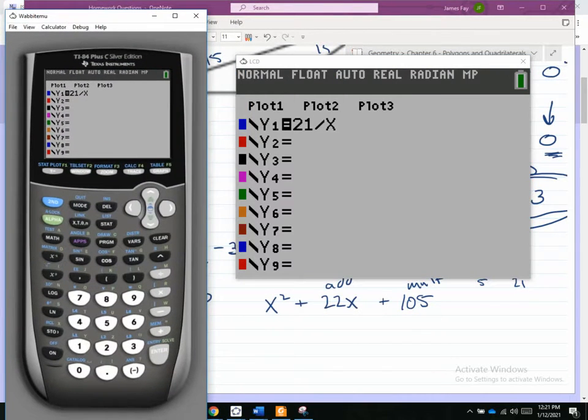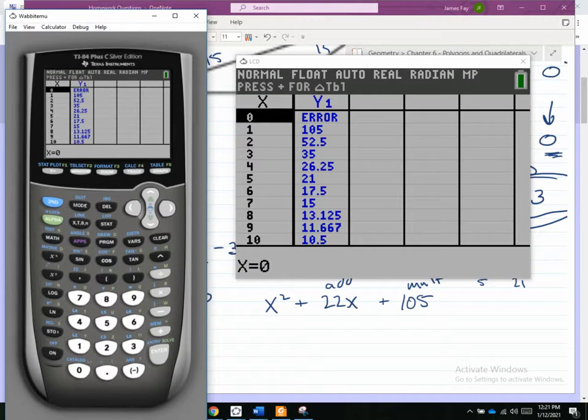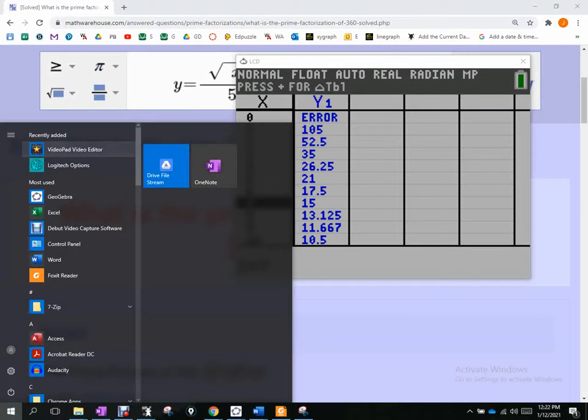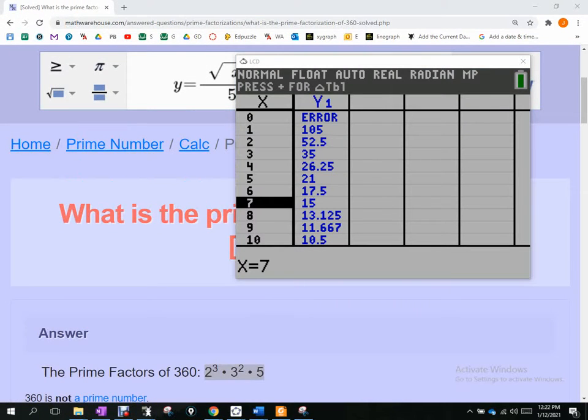Type in 105 divided by x, then go to your table, and you're going to go find the whole number. So 1 and 105 are factors, 3 and 35, 5 and 21, 7 and 15. And 7 and 15 are the ones I'd be looking for because those add to give me 22, right? So those are my two numbers. If you don't have that calculator, you can do the same thing with Microsoft Excel, which everybody has on their computer.